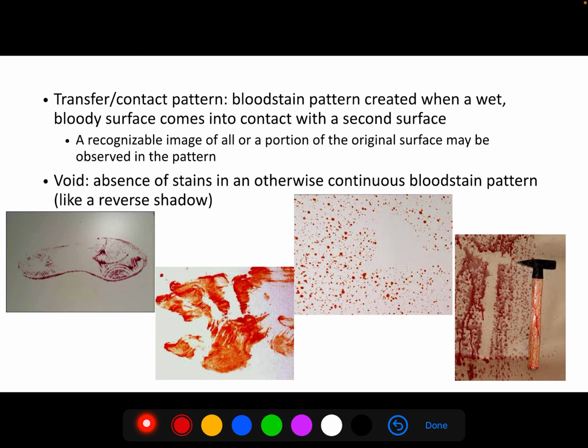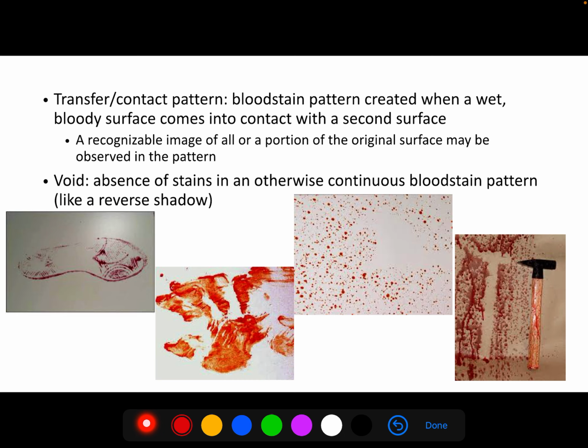Another thing that can give us clues is whenever we do not see blood droplets. So we do encounter voids. This is going to be an absence of stains in an otherwise continuous blood stain pattern. So it's essentially like a shadow where there was something there blocking blood, and then that object gets removed. So this could give us a clue of if a suspect was standing there and they got blood on them instead of blood getting on the wall behind them. We would essentially see an outline of their body.